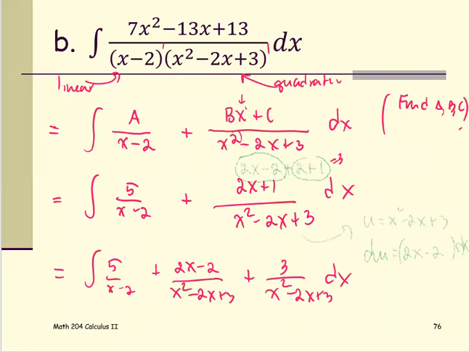For the first part, I'm going to use the u-sub. For this one, I have to do completing the square, and then use trig sub to find the antiderivative. There's kind of more work to do for this part of the problem. The detail is in the notes.